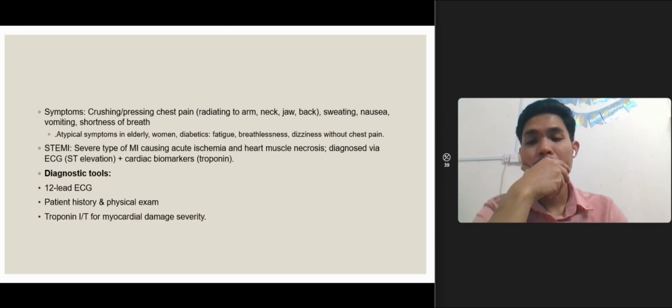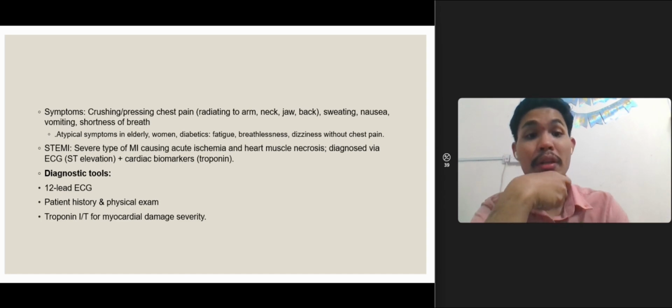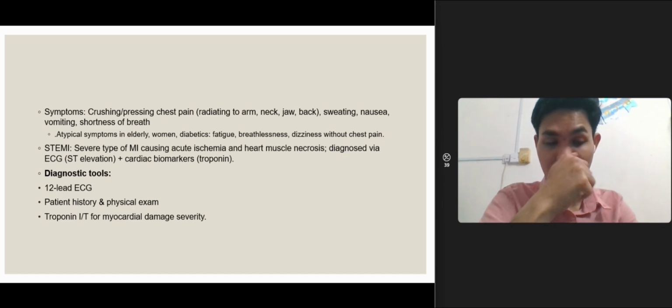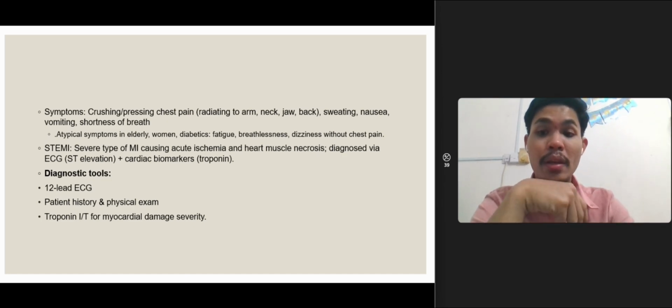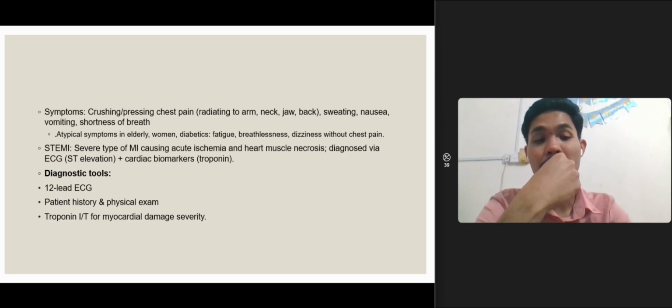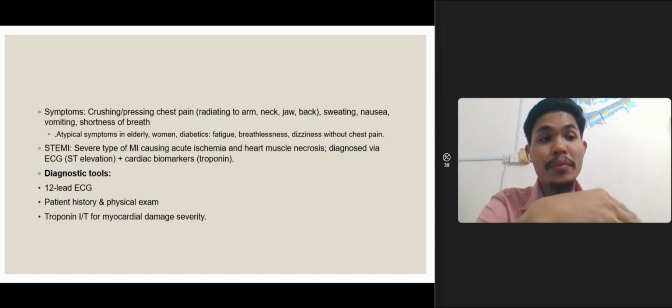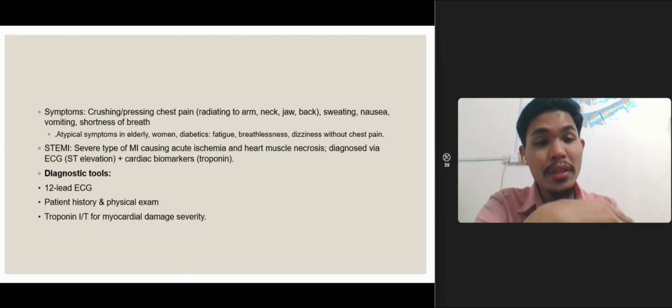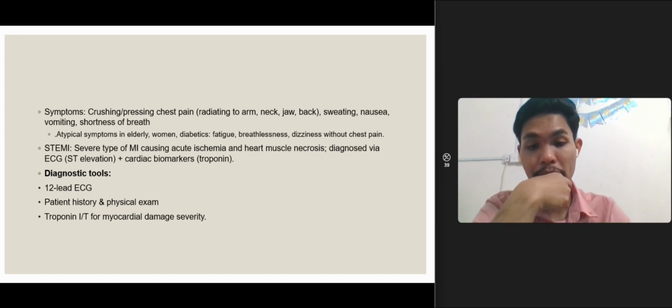For the diagnostic tools, we need an ECG to know the condition of the myocardial infarction. You can ask the patient about the history and do a physical examination. But the most important is the serology. If the blood specimen is of high quality, you can know the severity of the myocardial damage.